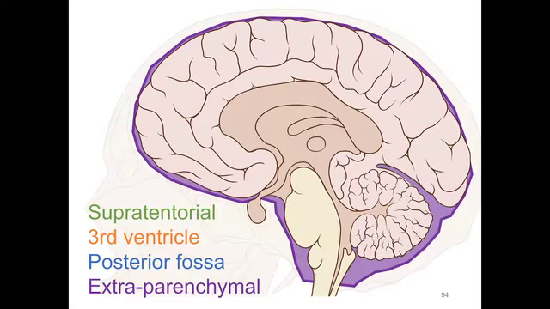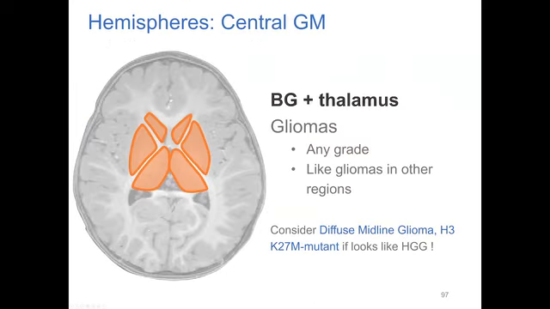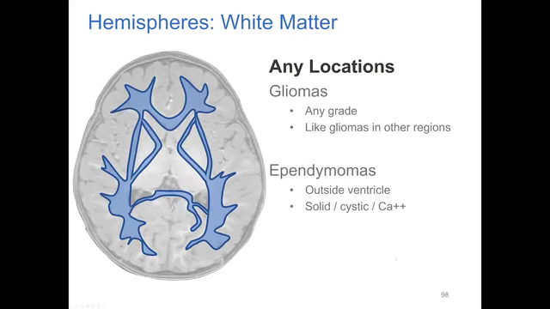Okay, let's go through the review again. In the brain, we divide into the supratentorial compartment, the third ventricle, the posterior fossa, and the extraparenchymal space. In the hemispheres, usually we divide into the central gray matter, white matter, and the cortex. In the central gray matter, think about gliomas, either high grade or low grade, and think about diffuse midline glioma if it's a high-grade tumor. White matter lesions, think about gliomas again. But if you see a large heterogeneous cystic tumor with calcification, think about ependymoma.